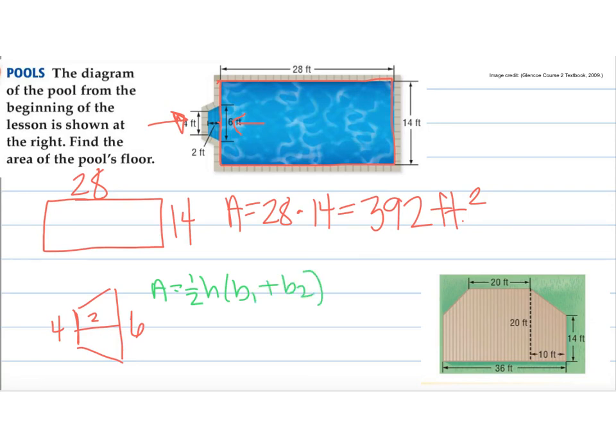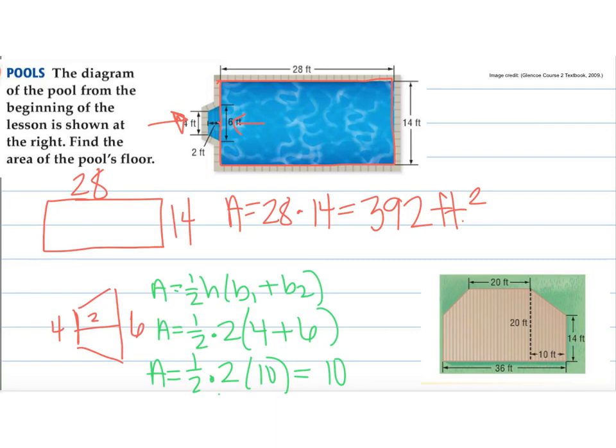So let's plug in what we have. We have 1/2 times 2, because that's the height. I add my bases in here, so I have 4 plus 6. I do my parentheses first, so 1/2 times 2 times 10. I know 1/2 times 2 is 1. 1 times 10 is 10. So the area of the steps would be 10 feet squared.